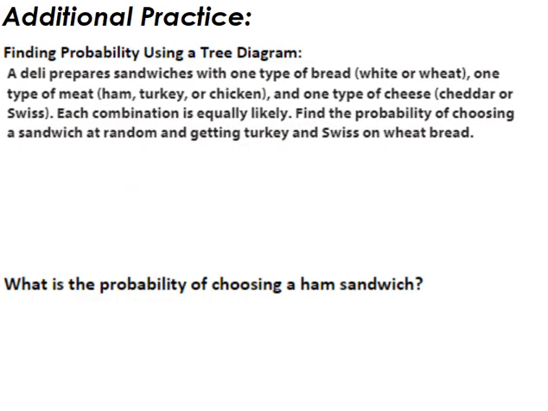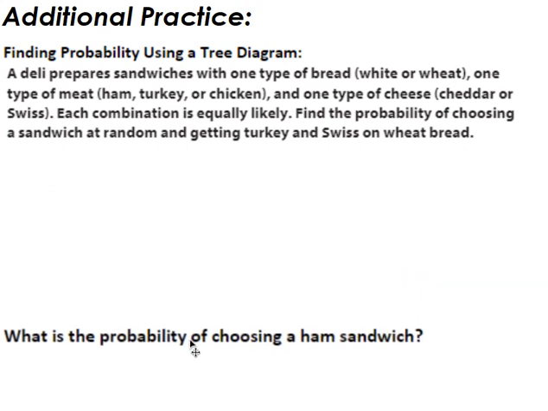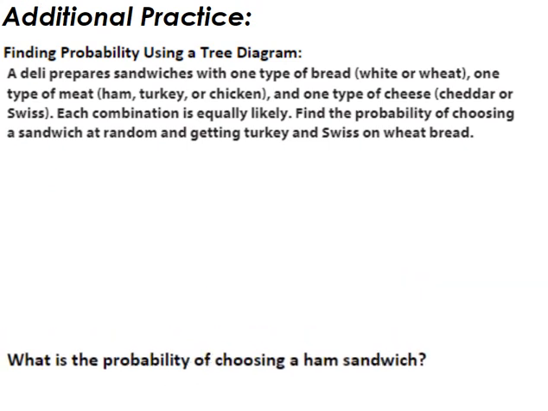Okay. So another way to list all of my possible outcomes is by doing a tree diagram. So we're going to do a tree diagram with this deli. A deli prepares sandwiches with one type of bread. So you have the choice of white or wheat. So I'm going to start off my tree diagram at that. My first decision I have to make is I can have white bread or I can have wheat bread.